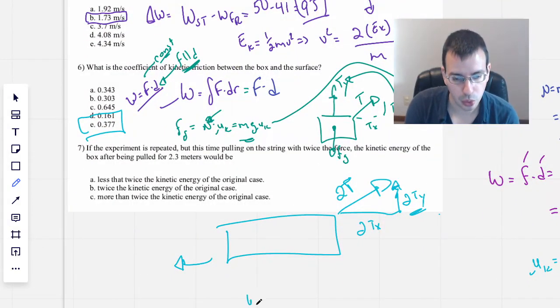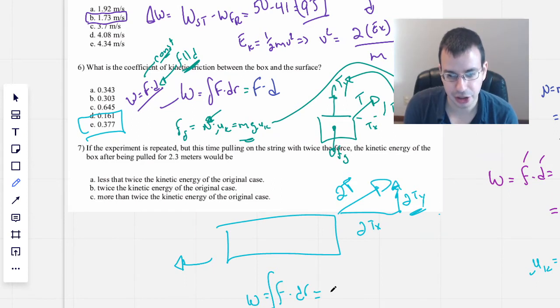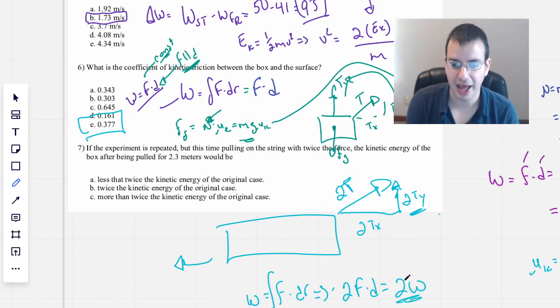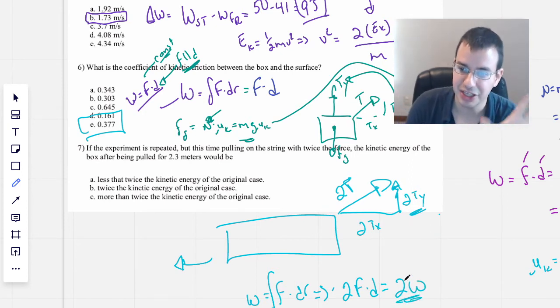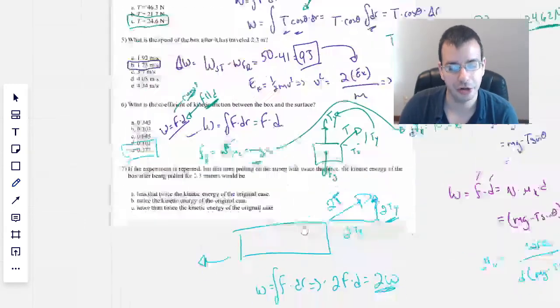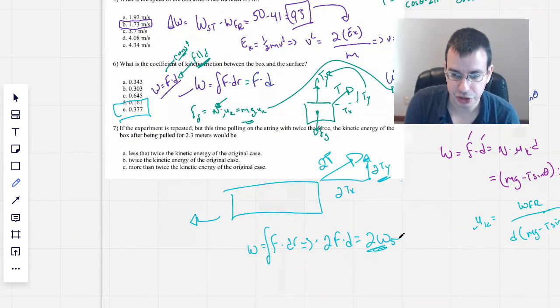So work equals F dot dr. So we have parallel and constant. So if we double the force, we'll have 2F times d, which will be twice the work. So we'd have twice the work. If we double the tension of the string, we will double the work that's done to move the box. So we would have 100 joules. And this is work of the string, which would be 100 joules.